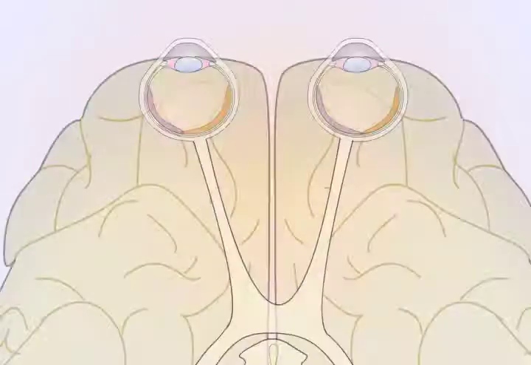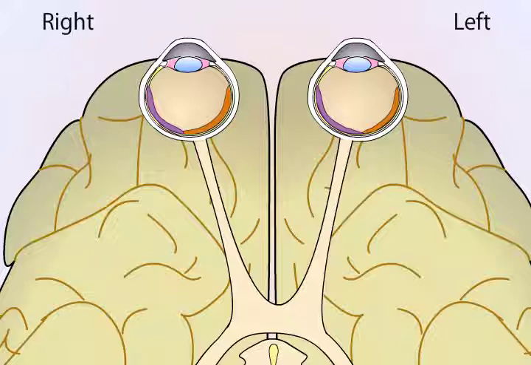Now let's examine the pathways from the retina into the brain. This diagram shows a view of the base of the brain as seen from below. Note that in this view, the position of the two eyes is reversed.